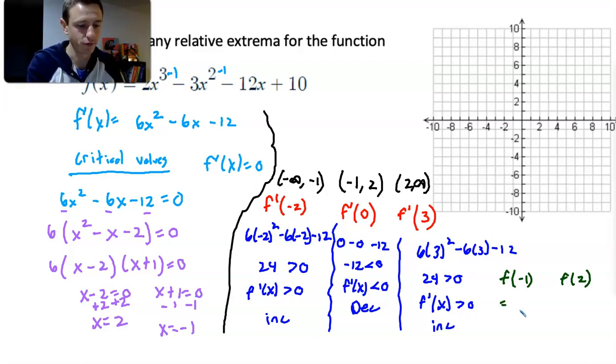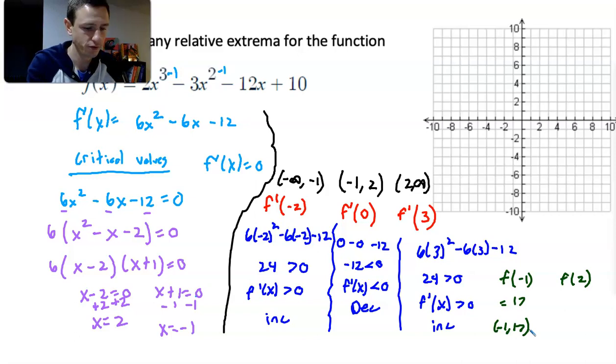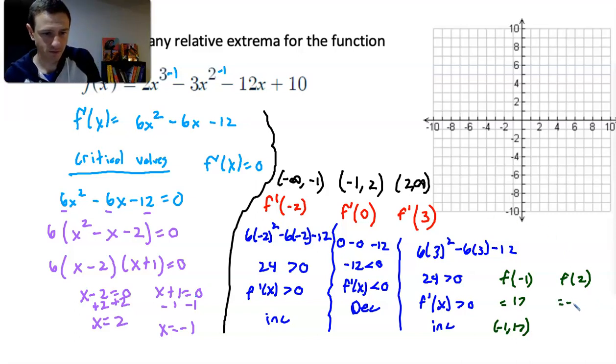2 times negative 1 to the third minus 3 times negative 1 squared minus 12 times negative 1 plus 10. So the y value there is going to be 17. So this ordered pair is negative 1, 17. f of 2: 2 times 2 to the third minus 3 times 2 squared minus 12 times 2 plus 10. That's going to be negative 10. So this ordered pair is going to be 2, negative 10.